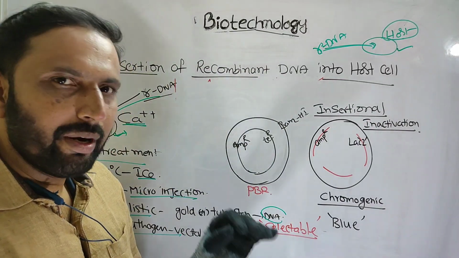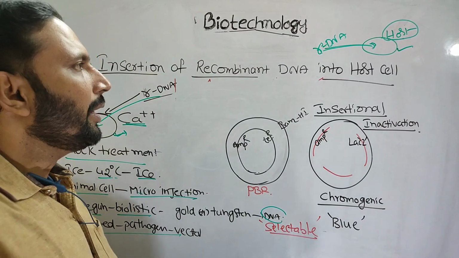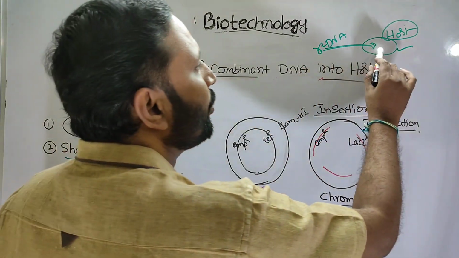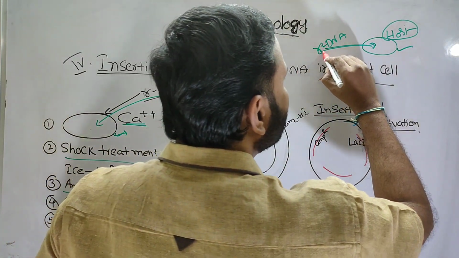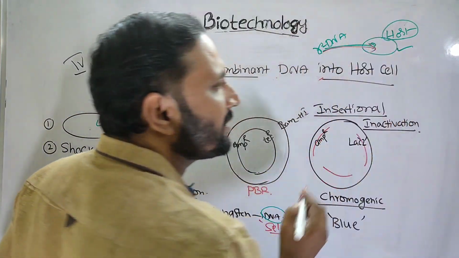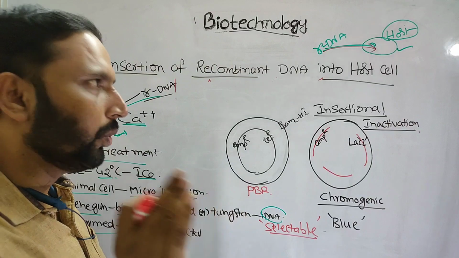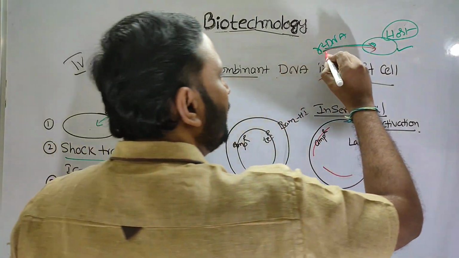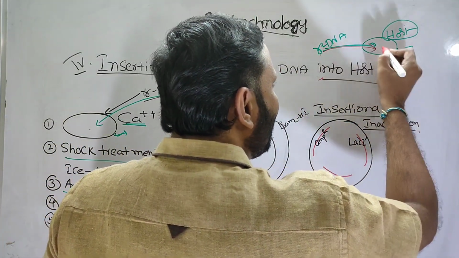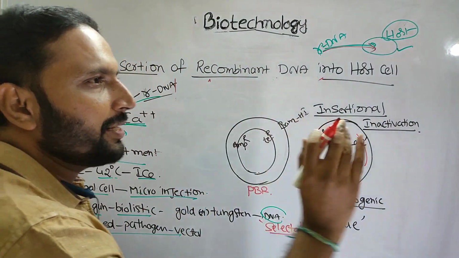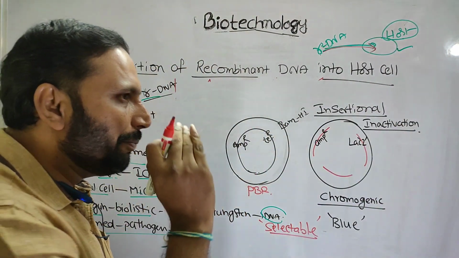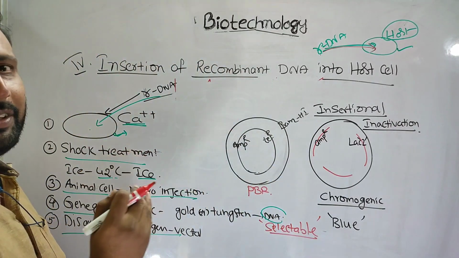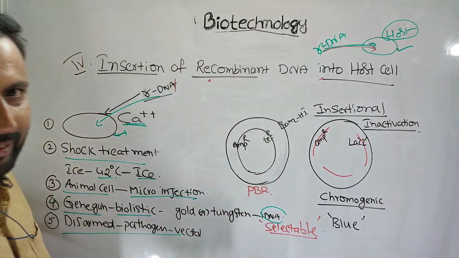So the recombinant DNA is already formed. Now the recombinant DNA is inserted into the host cell, and that host cell is called a transformed cell. When we are inserting the recombinant DNA, the host cell is not allowing it. It is not competent. Now the bacterial cell, artificially, we are converting into competent.